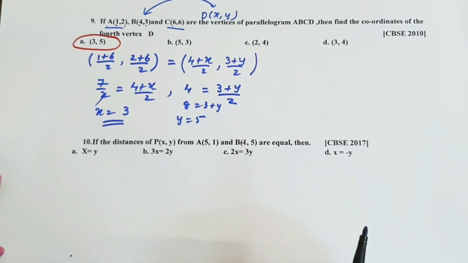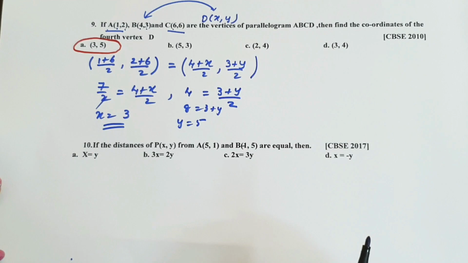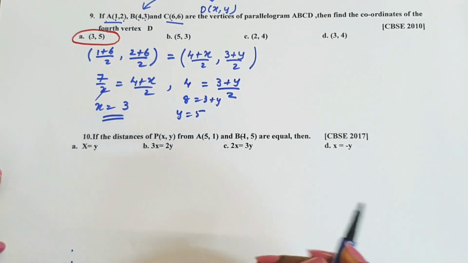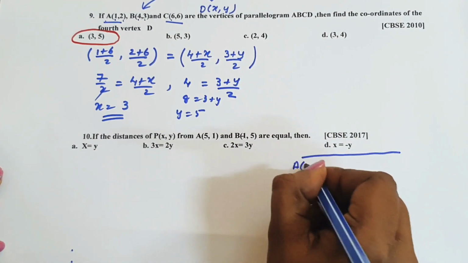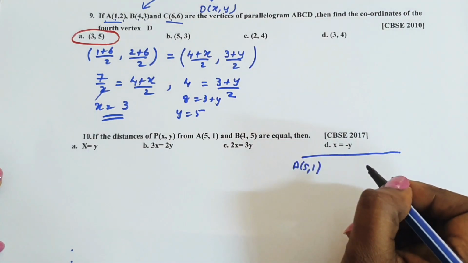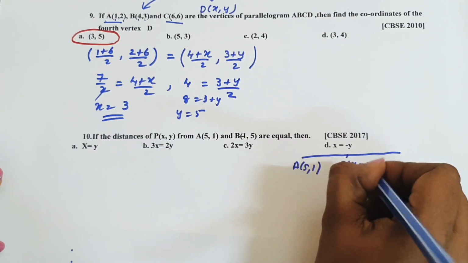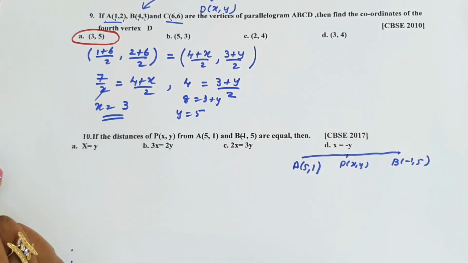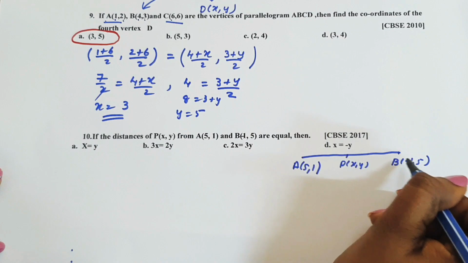Question number 10. If the distance of P(x, y) from A(5, 1) and B(-1, 5) are equal, then which relation will it satisfy? Now let's just quickly draw it. A is (5, 1), P is (x, y), and B is (-1, 5), right? So it says the distance of AP is the same as the distance of PB.